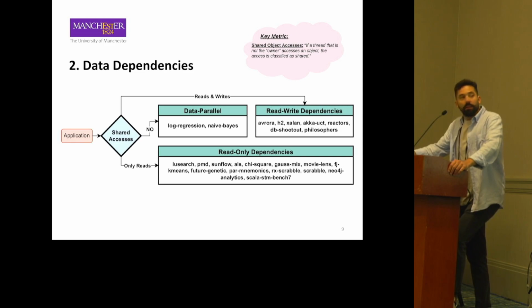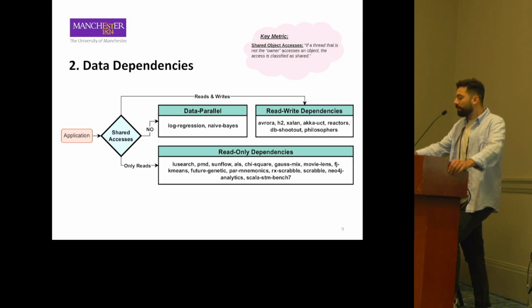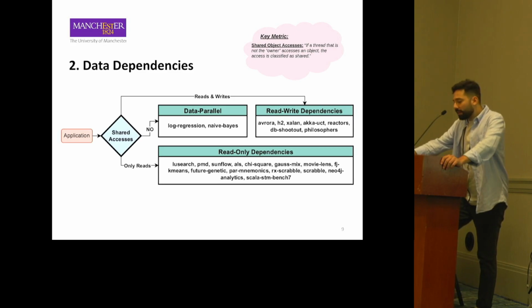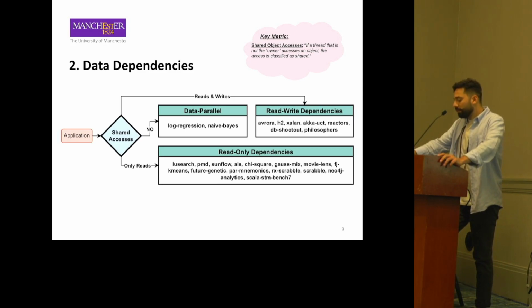The second one is the assessment of data dependencies. Here we use the metric of shared object accesses, which is provided by NUMA Profiler, and essentially is based on the heuristic that if a thread that is not the owner of an object accesses this object, this access is classified as shared. And using this metric, we classify again the benchmarks in those that are data parallel, having no shared reads or shared writes; those who have both shared reads and shared writes; and those who have only shared reads.